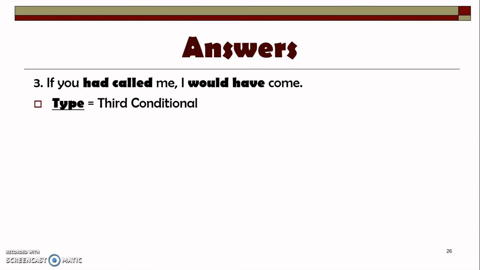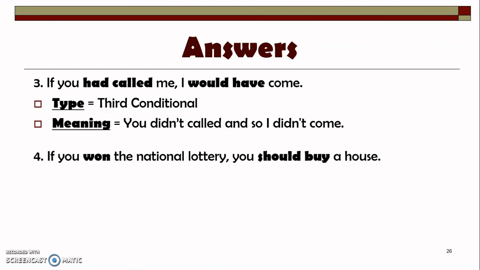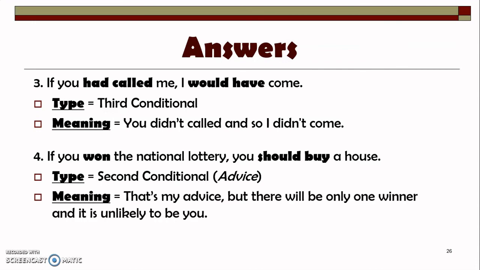Next, it is third conditional. The meaning is you didn't call me, and so I didn't come, so it's too late. Number 4, it is second conditional used to provide advice. The meaning is that is my advice, but there will be only one winner and it's unlikely to be you.